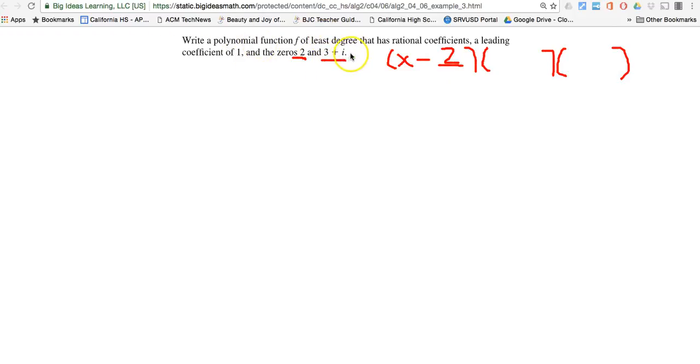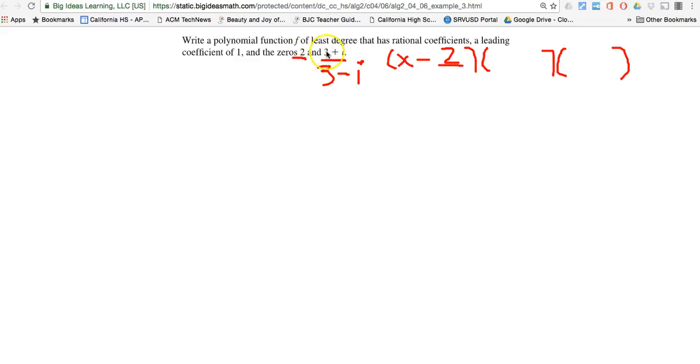So this second zero right here, 3 plus i, what other piece of information do we know about our zeros if we know that one of them is 3 plus i? Take a second, write it down in your notes. What is our other zero? Okay, by the conjugate theorem, you should have written down 3 minus i as one of our other zeros.